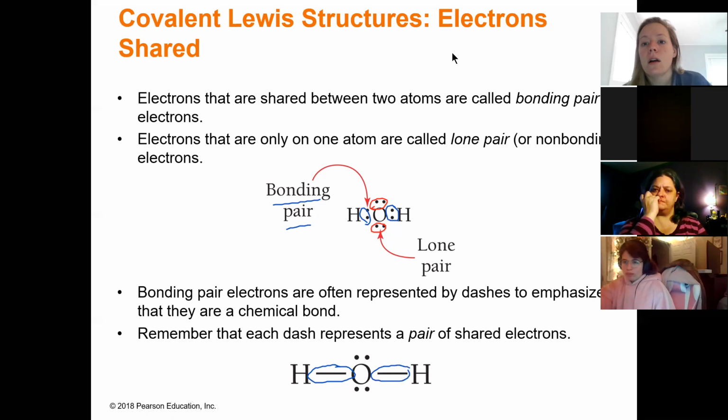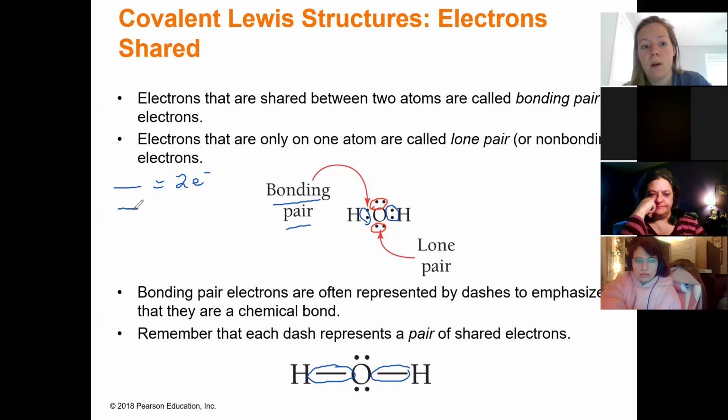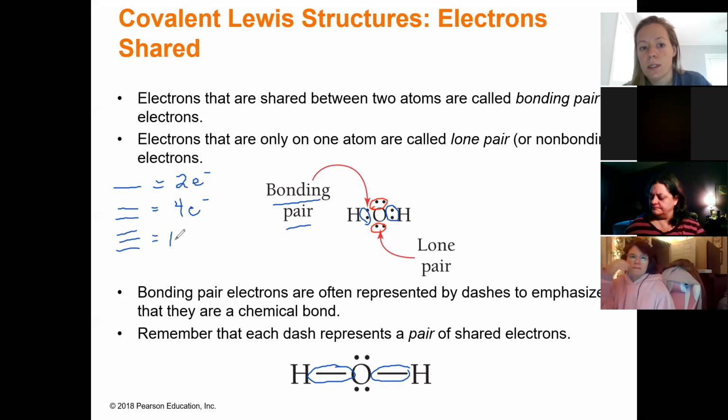A single bar is equal to 2 electrons. Okay, a double bar, which is known as a double bond, is equal to 4 electrons, and a triple bond, which is 3 bars, is equal to 6 electrons. And we will talk about when you want to do double and triple bonds, but for now, just know that each of the bars is symbolic of 2 electrons.